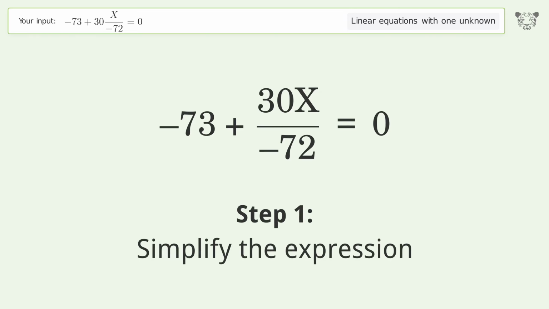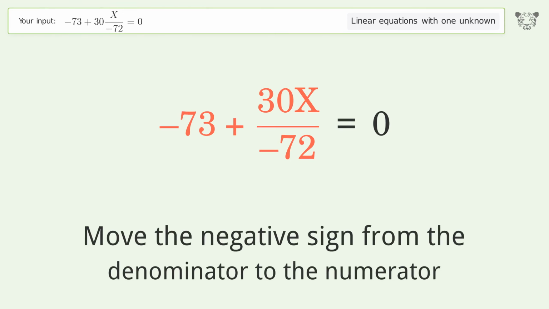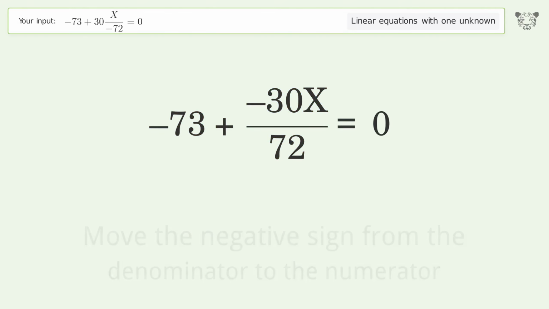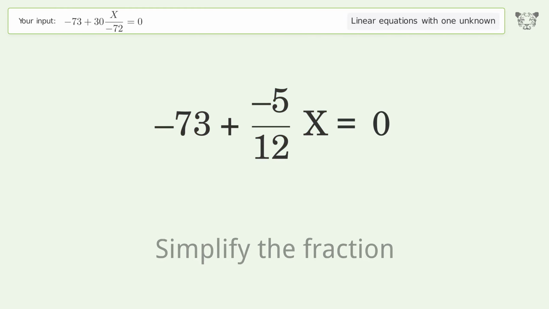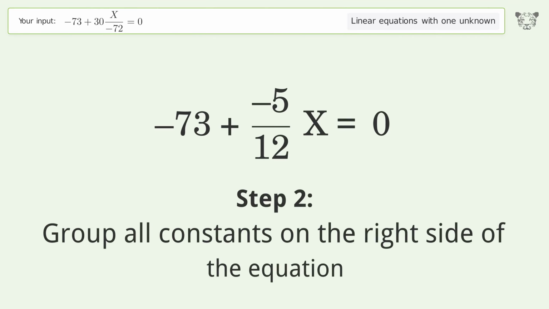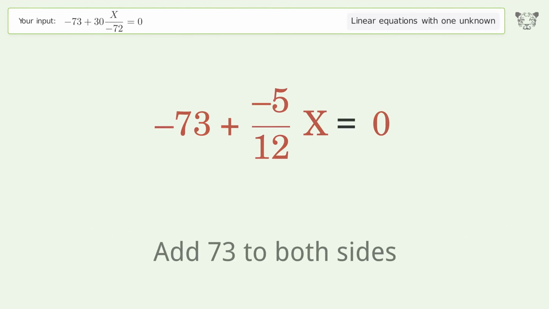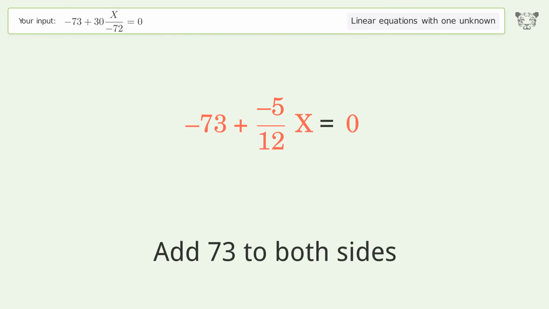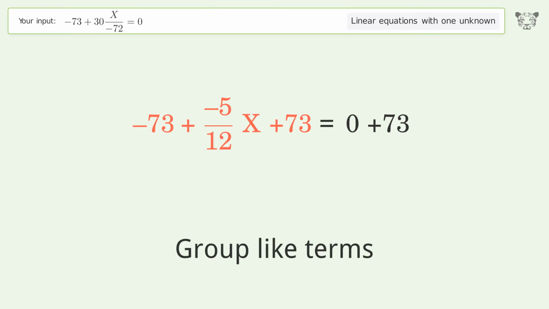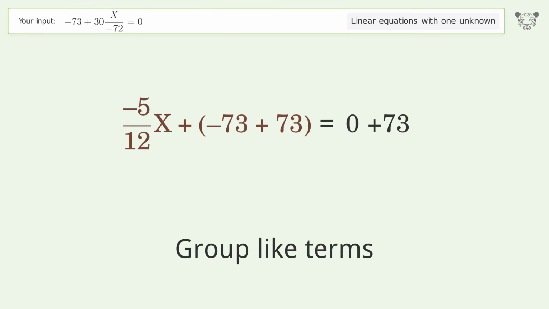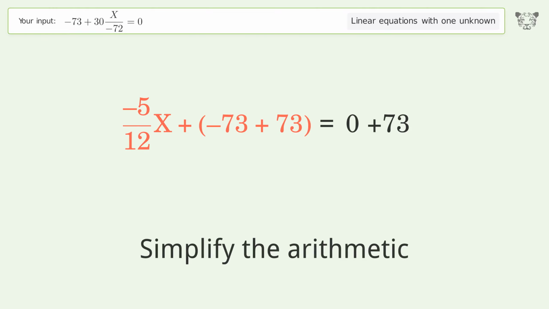Simplify the expression. Move the negative sign from the denominator to the numerator. Simplify the fraction. Group all constants on the right side of the equation. Add 73 to both sides. Group like terms. Simplify the arithmetic.